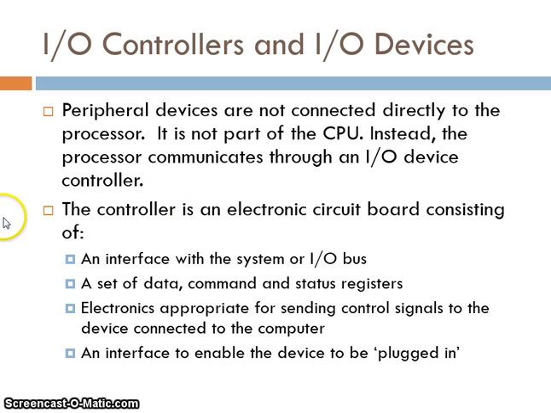So therefore they must have an I/O device controller. This allows input and output from that device. The controller is an electric circuit board which consists of an interface, a set of data commands, and small areas of memory called registers, known as status registers. And the electronics are appropriate for sending control signals to the device connected to the computer. It allows an interface to enable the device to be plugged in. These days we most commonly use USB ports to plug peripheral devices in.